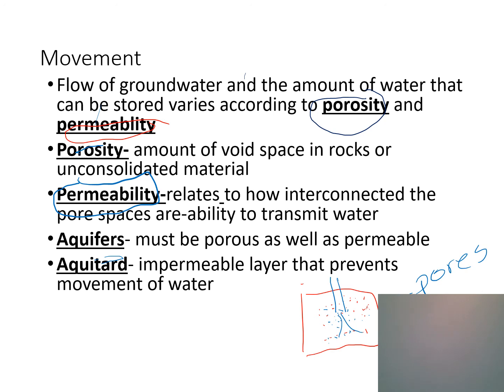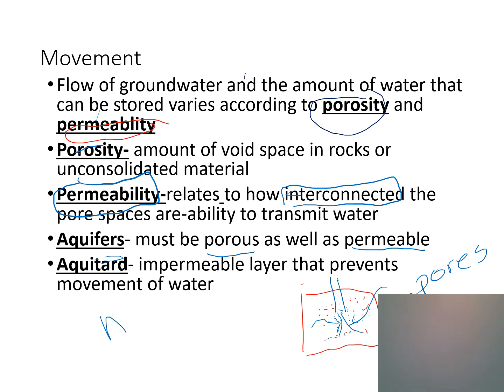If we want that well to continue to be a functioning well, there has to be permeability between these particles. The water has to be capable of being transmitted, moving. So those pores have to be interconnected. That gives us permeability. And a good aquifer has to be both porous and permeable.